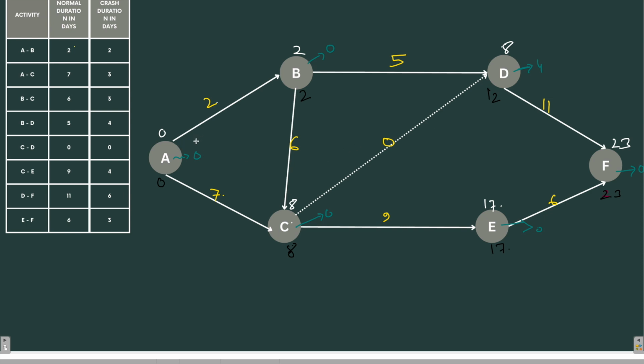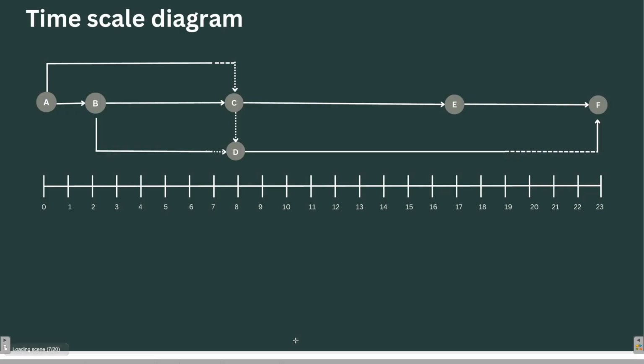It will start with A, B, then it will approach C, then E, and then F. So our critical path is A, B, C, E, F. Okay, so this step is done. Now let's proceed to our next step, which is drawing the time scale diagram. This is step number 3.